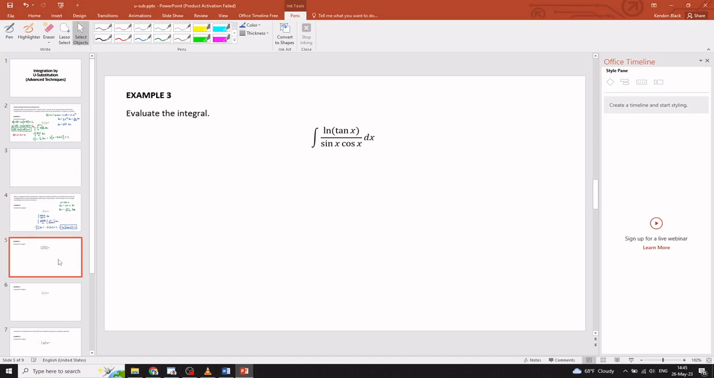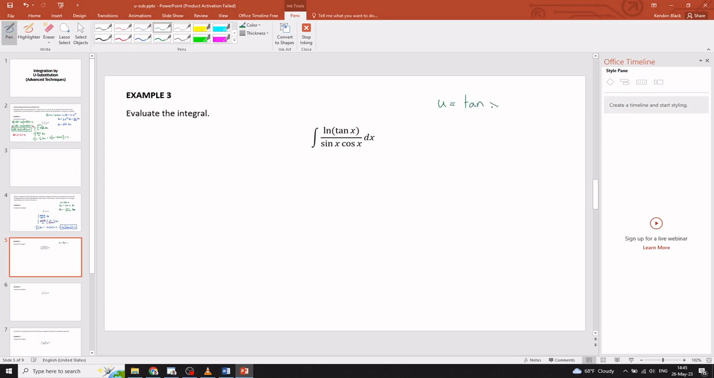So we have the integral of the natural log of tangent x over sine x cos x dx. Okay, so we have a lot of choices for what to make our u. I feel like when you have the argument of a function, like a natural log function or a trig function or an exponential function, that usually takes weight over using the entire numerator or the entire denominator. So I'm guessing the best thing to make our u is tangent x.